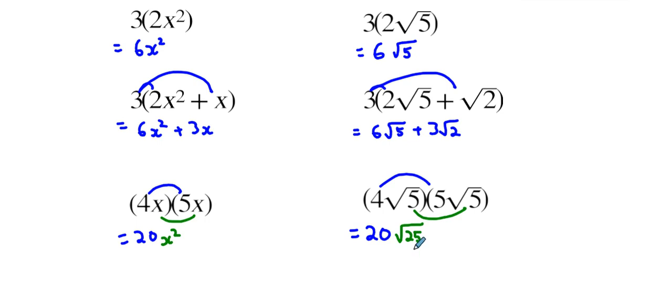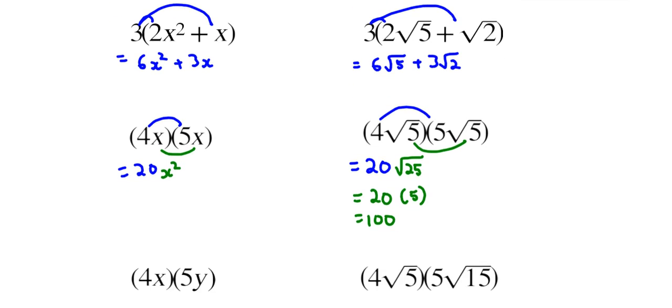I always want to look at my radical and see, can it be simplified? Well, in fact, this one can be. And not just simplified, but root 25 is just 5. So I can say that this is 20 times 5, which is 100. So sometimes when we multiply and divide radicals, there's an extra step than what we'd have if we were just doing x's and y's and x squareds.